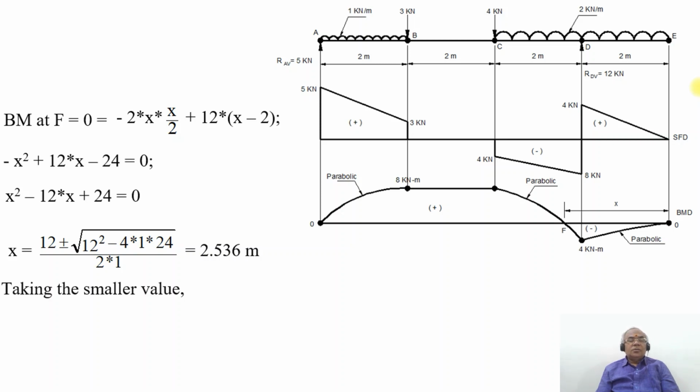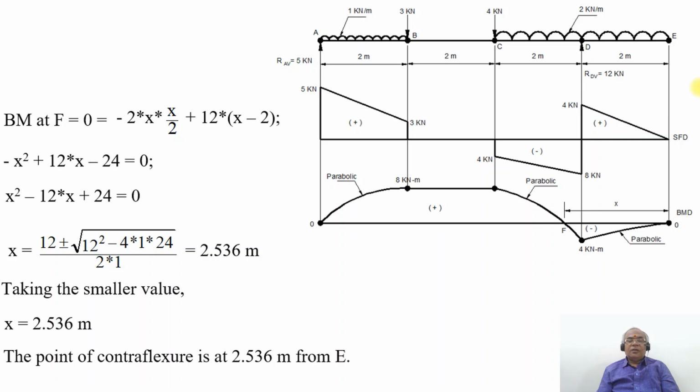Taking the smaller value, you get x as 2.536 meters from E. So this is how you are able to analyze both the shear force and the bending moment diagram and also the point of contraflexure. The point of contraflexure is at 2.536 meters from E. So this is how you solve this particular problem.